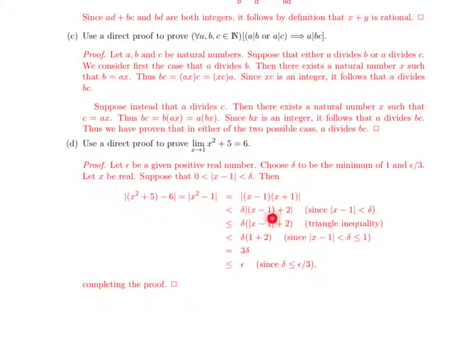Now I observe that absolute x minus 1 is first of all smaller than delta, which is in turn smaller than 1. So this piece is smaller than 1, plus the 2 that I already had. That gives me 3 delta, and 3 delta is less than or equal to epsilon by my assumption that delta is less than or equal to epsilon over 3, and that completes the proof.